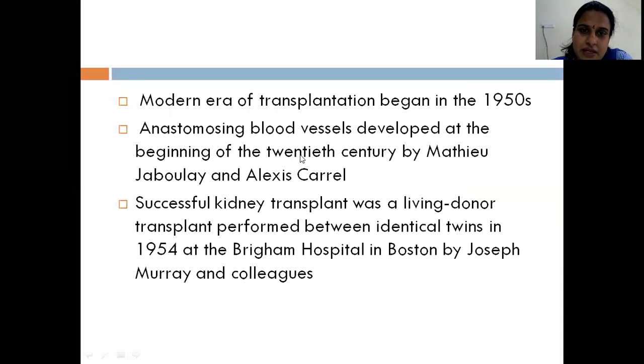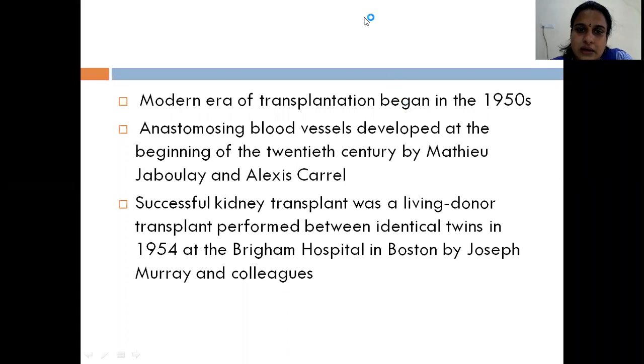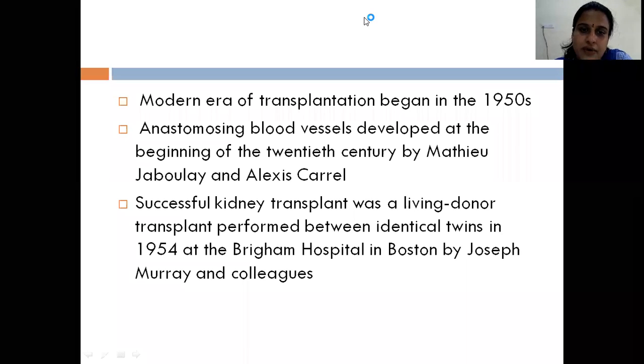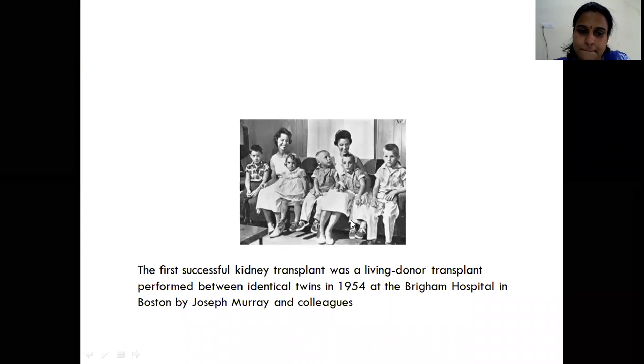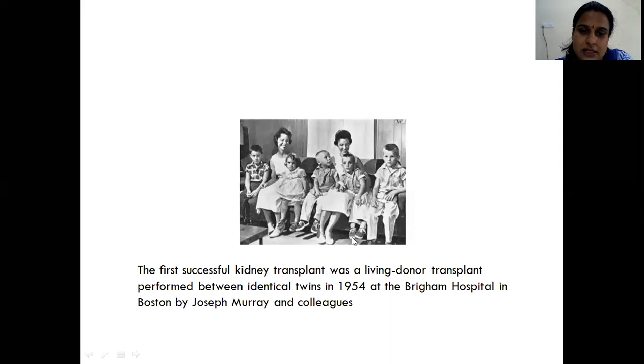And the modern era of transplantation actually began in the 1950s after the development of anastomosing techniques of the blood vessels, which started at the beginning of the 20th century. The first successful kidney transplant was a living donor transplant. It was performed between identical twins in 1954 at the Peter Bent Brigham Hospital in Boston by Joseph Murray and his colleagues. These were the two identical sisters where the kidney transplant was performed, and they are seen with their children.